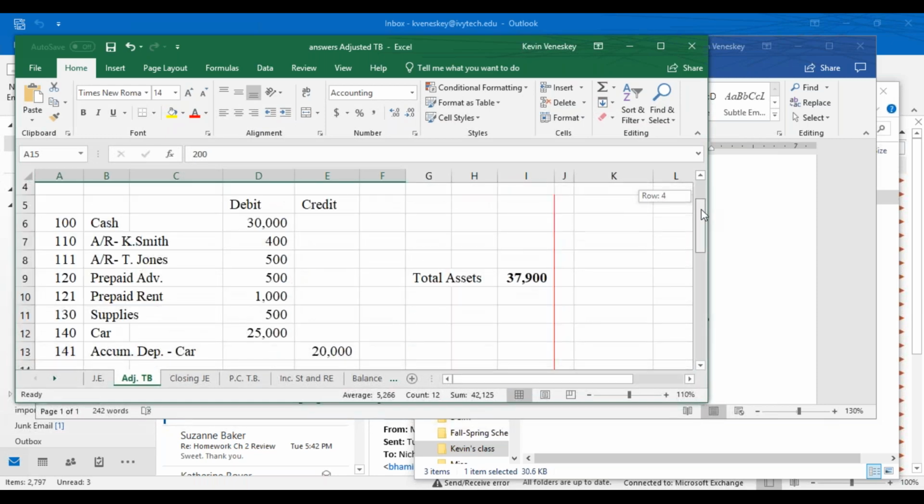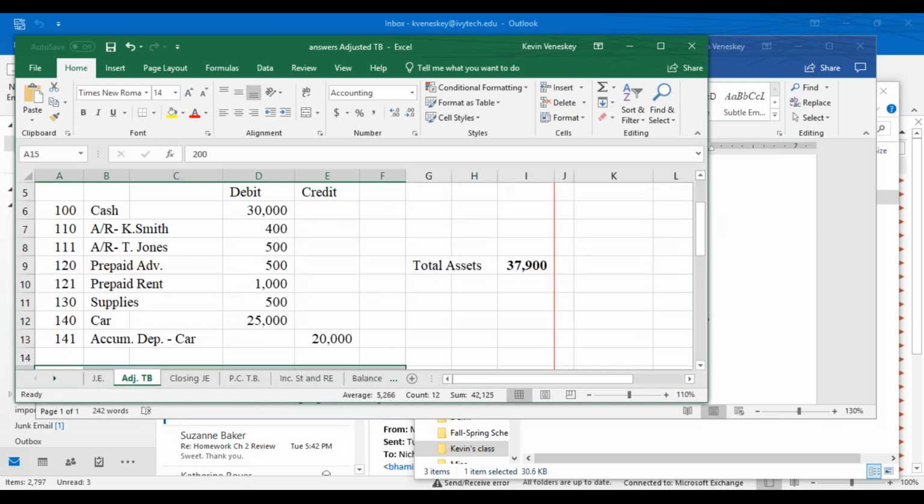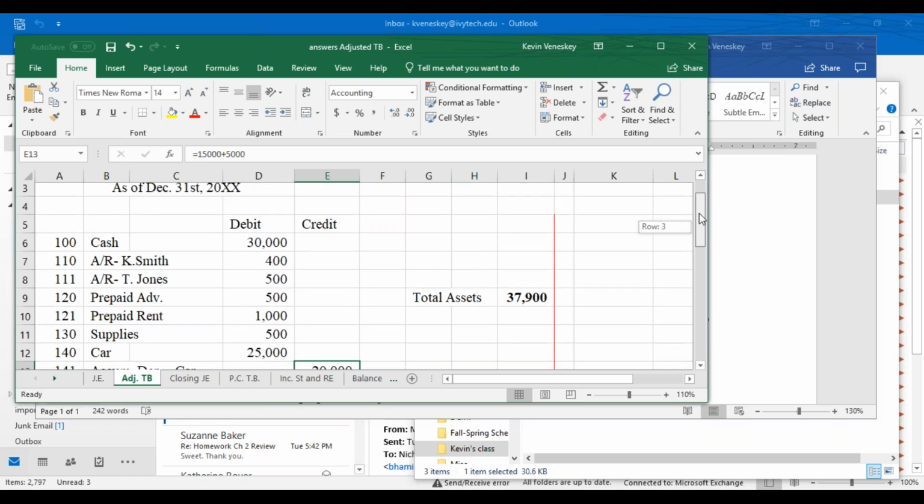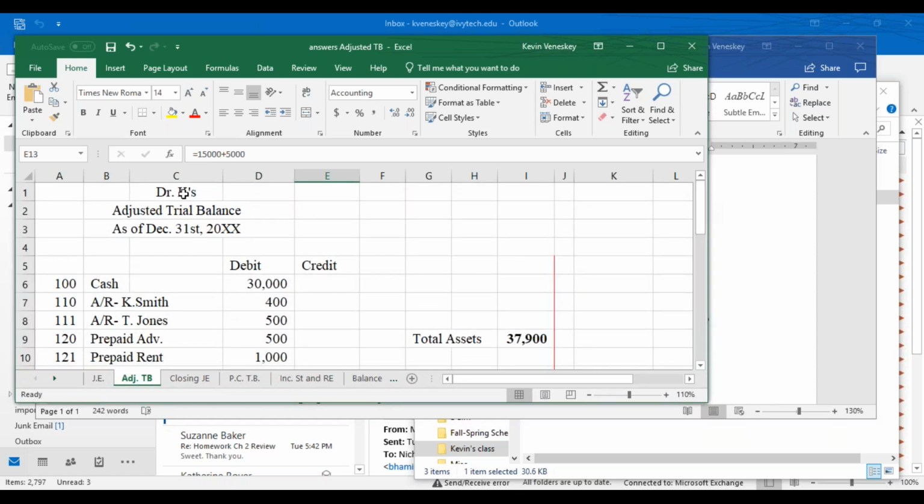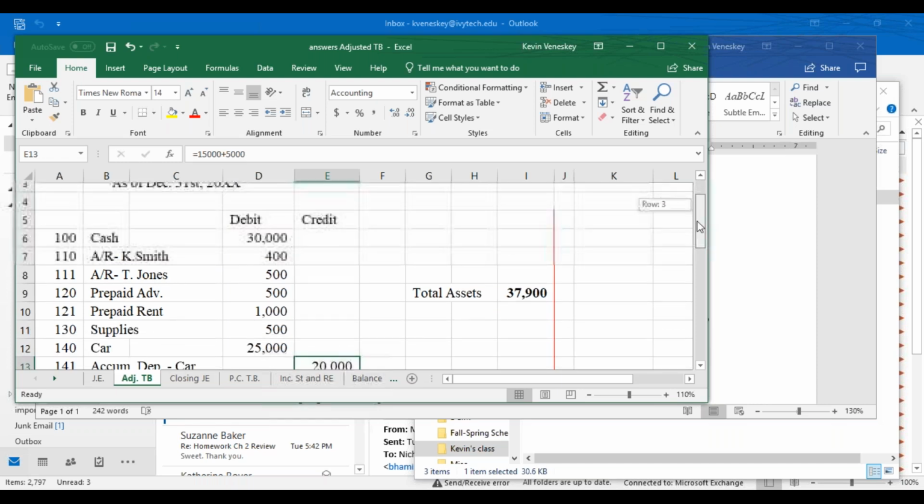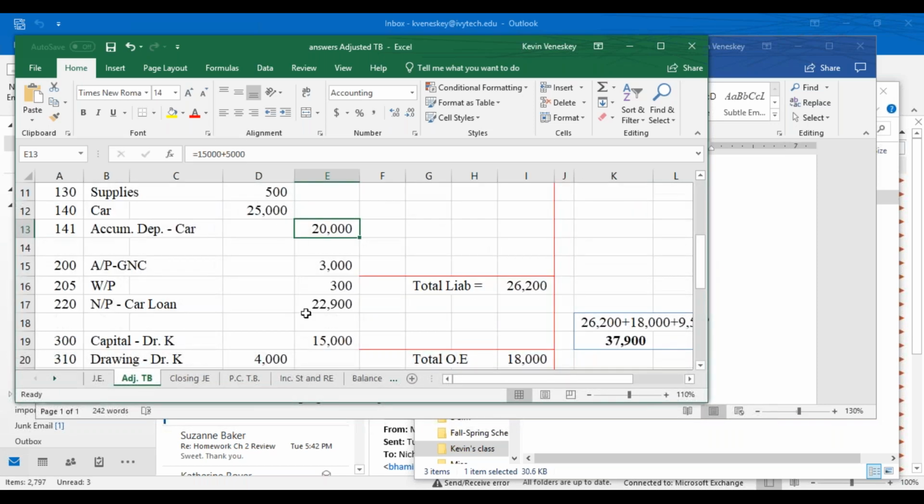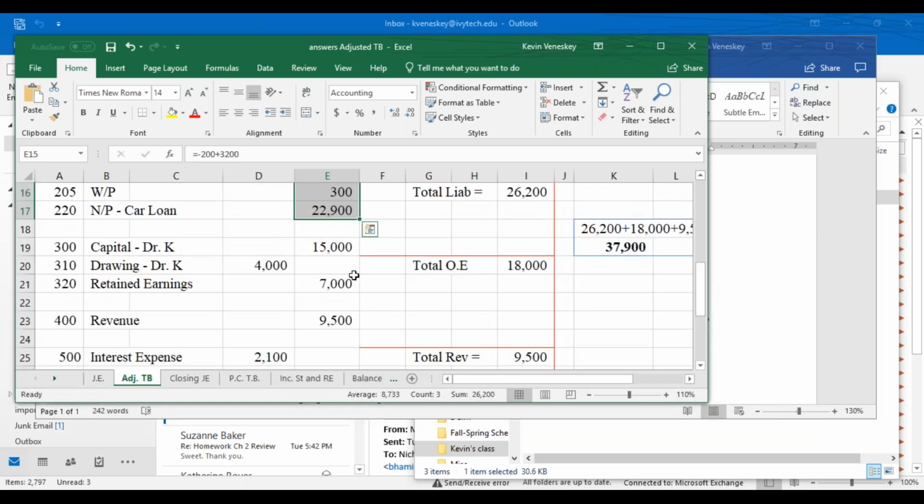I now have all of my accounts in order. I've got all of the assets: who owes me money, cash, and my prepaids, all the way down to my equipment. Noticing, remember, the contra account here is a credit. I've got my proper title, what it is that I actually have, what I'm working on, the adjusted trial balance. Got my 3 liability accounts. They're all where they should be on the credit side, so that's good. Capital, my drawing is my contra account, so it's okay that it's over here in the debit.